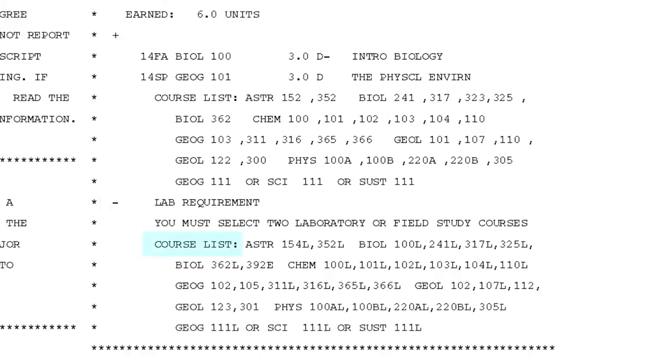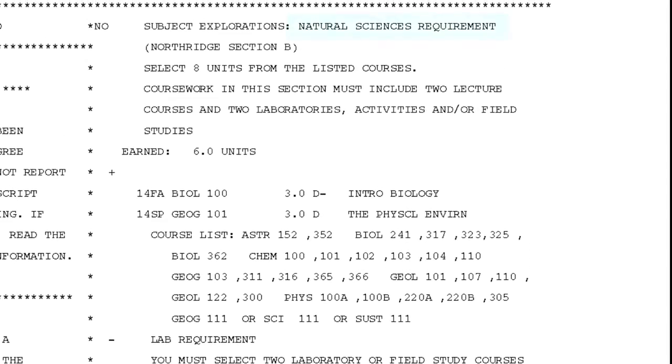A course list will usually be provided that lists all the courses you may choose from in order to complete the requirement. Let's look closer at this student's natural science requirement section. While most courses are 3 units, in this case 8 units are required: 2 3-unit lecture courses and 2 1-unit lab courses. So far, the student has only completed 6 units.